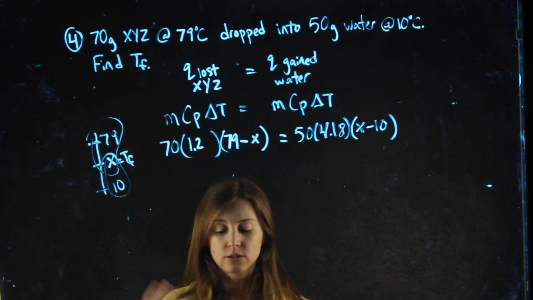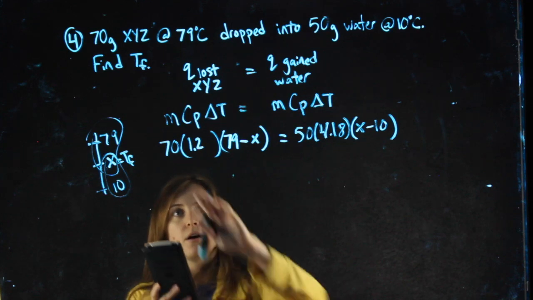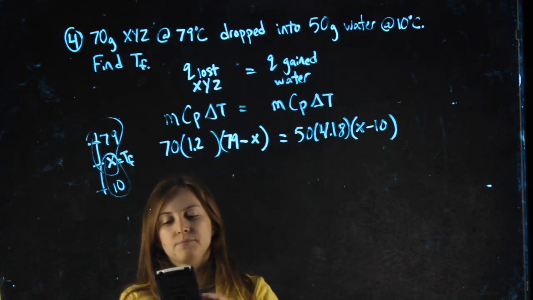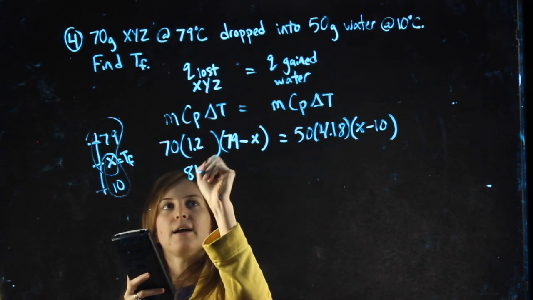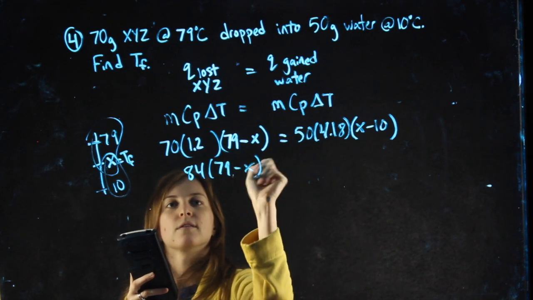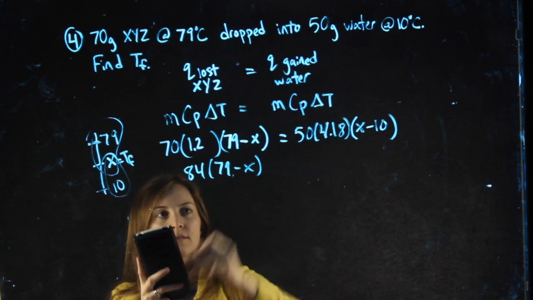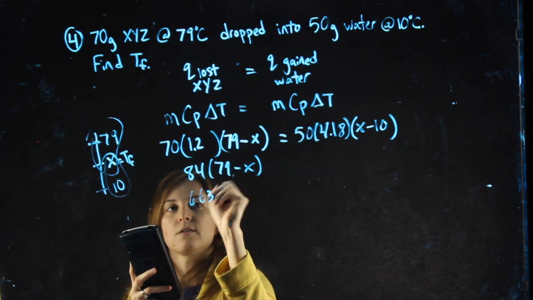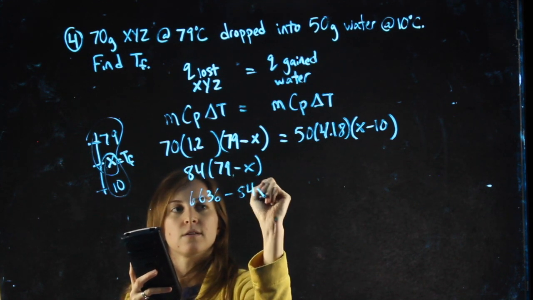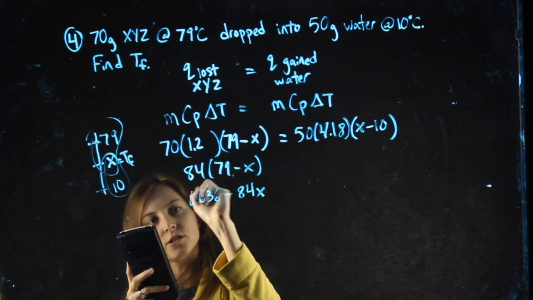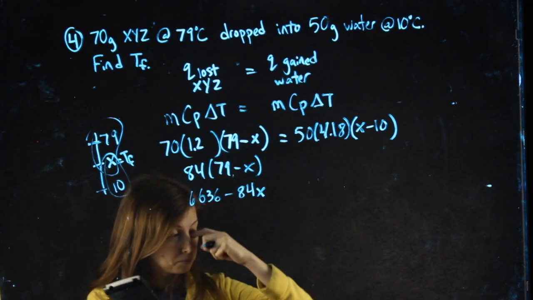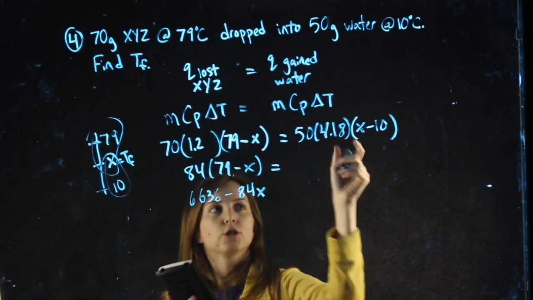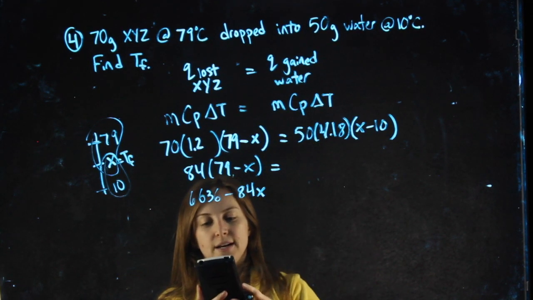From here it's algebra, so just show steps, go slowly. 70 times 1.2, 84. Distributing the 84. Sorry, not all of this is showing up. Distributing the 50 on the other side.